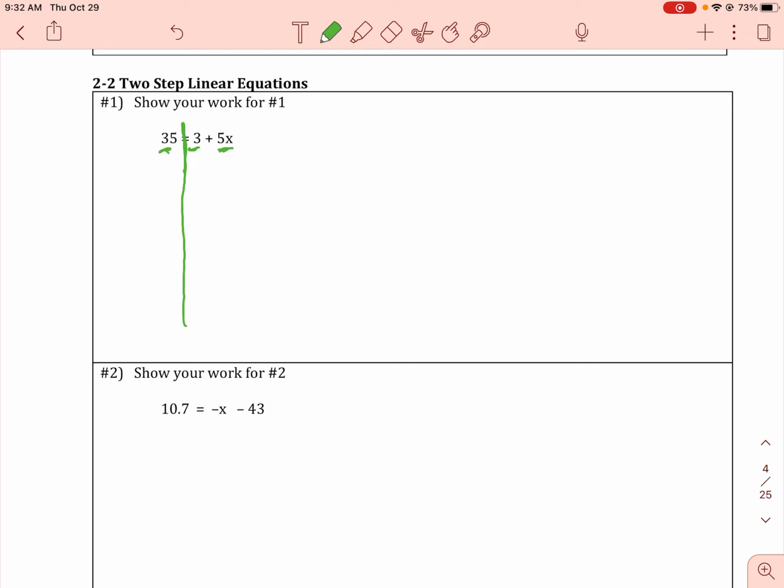Now I need to start moving things away from my variable. This is where the SAD MEP comes in. So we look to add or subtract things first here. In this case, I see that I have a positive 3 that I need to get rid of. That's the furthest thing away from the x, so I need to get rid of that first. In order to get rid of a positive 3 to make it 0, I have to subtract 3. But again, what you do on one side, do to the other. So I have 32 equals 5x.